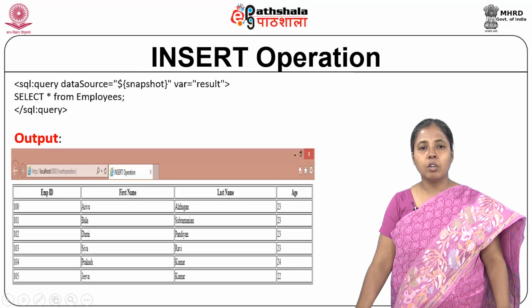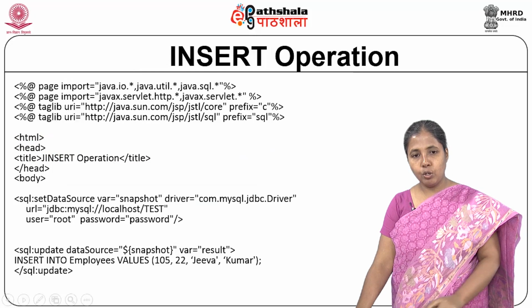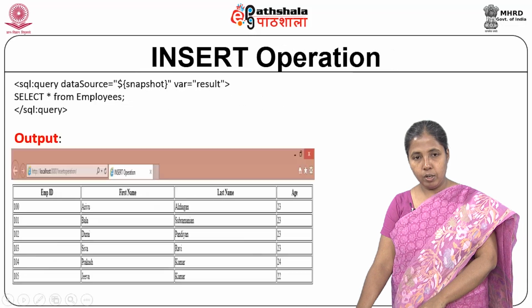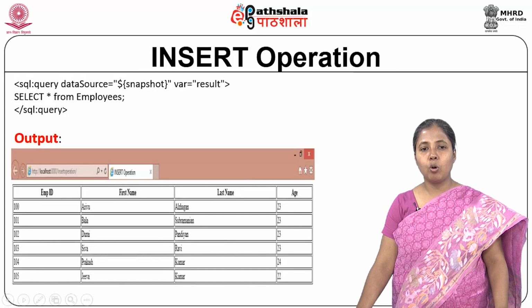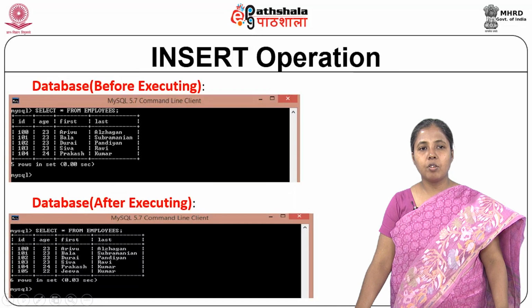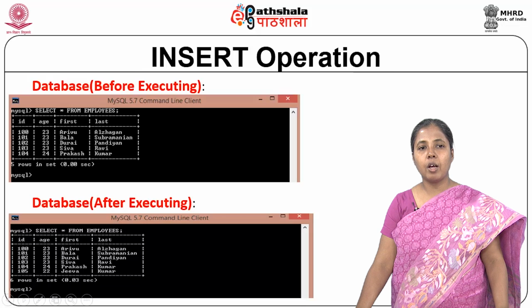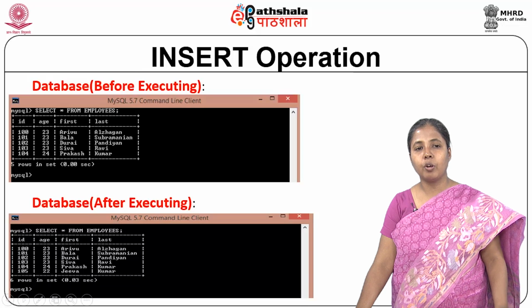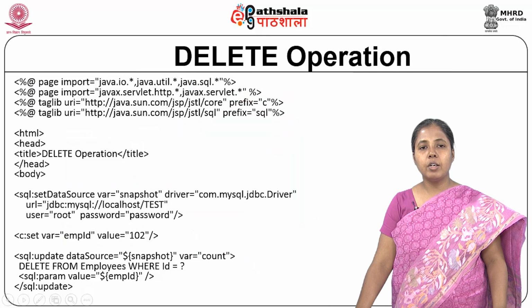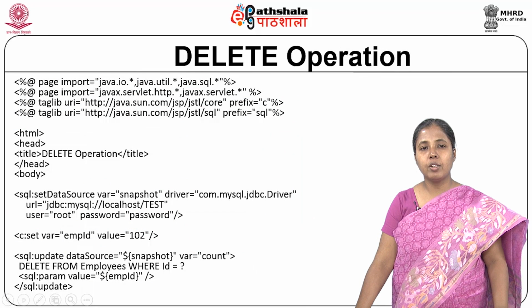And then you are inserting it. So, you can see that the new data gets imported into the database. We want to insert 10522 Jiva Kumar, so this would be inserted as a new record into the table. Before inserting it you had 4 records and 5 records, and after inserting it you have got 6 records in your table. And this is a delete operation you do with the JSP page.